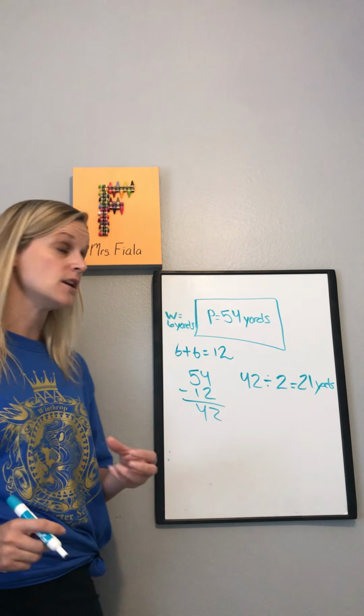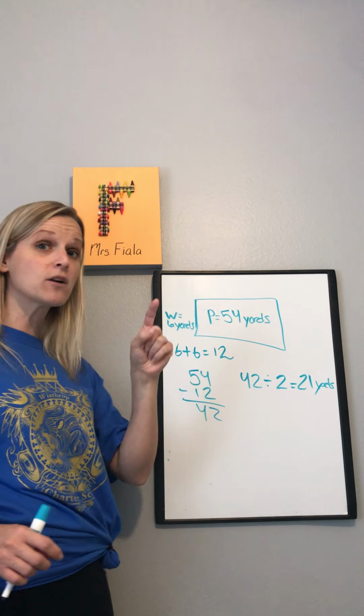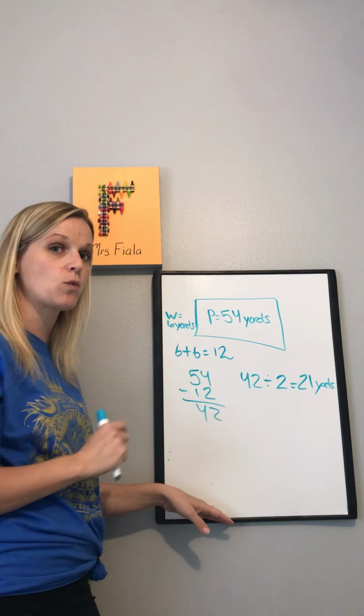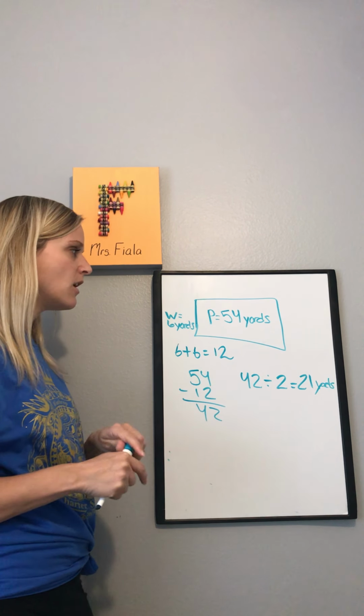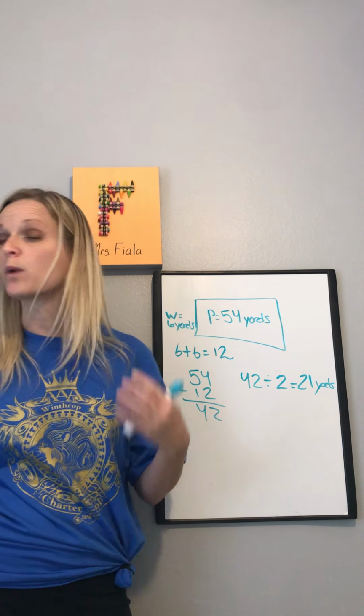Same with on your quiz. Your units. Is it yards, feet, inches? Are we squaring it? Is it area? Or are we just finding a missing side length because you do not square those? Okay? All right, that was how you find the missing side length when you're given the perimeter.